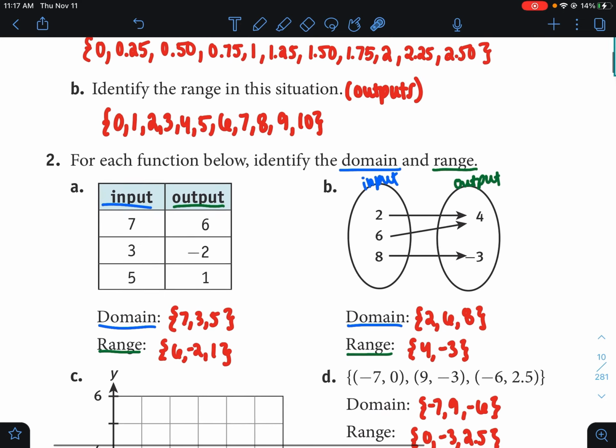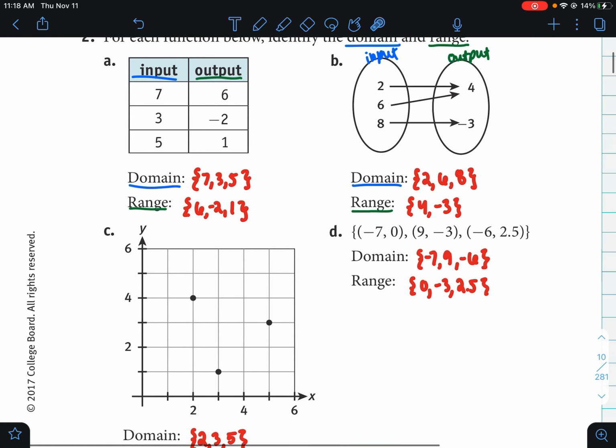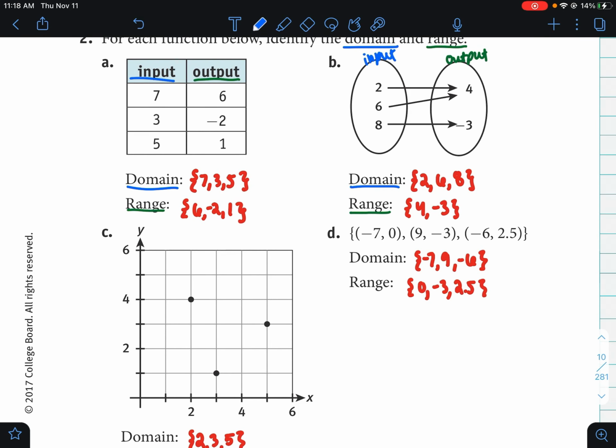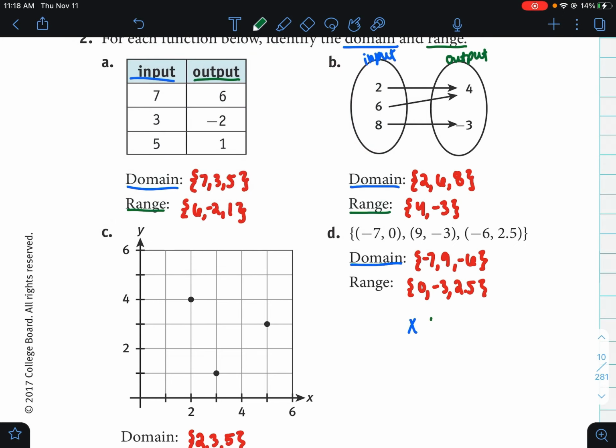Okay. Moving forward to C and D. Again, we're looking for our domain and our range. Well, domain is our X value and range is our Y value. So in our xy coordinates, all of these first x values are going to be your domain. And all of these second values are your y's. That's going to be your range.